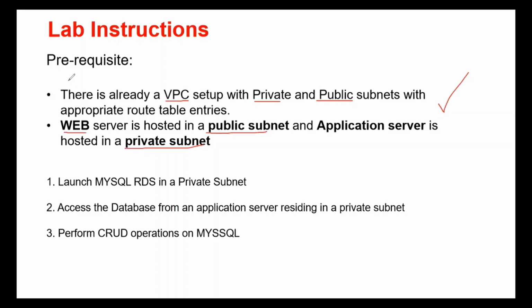Okay, so we already have this setup as a prerequisite. Now, what are all the steps that I'm going to do? I'm going to launch a MySQL RDS in the private subnet, because generally your application and the DB servers all will be hosted on a private subnet. Once the MySQL RDS is launched, I'm going to access the database from the application server, which is again residing in the private subnet. Then after we log into the database, we will try to perform some CRUD operations on the MySQL database. So these are all the various steps that I'm going to perform as part of the lab.